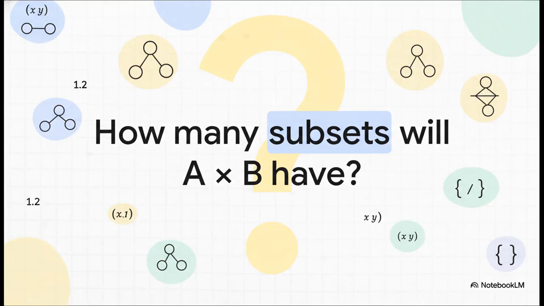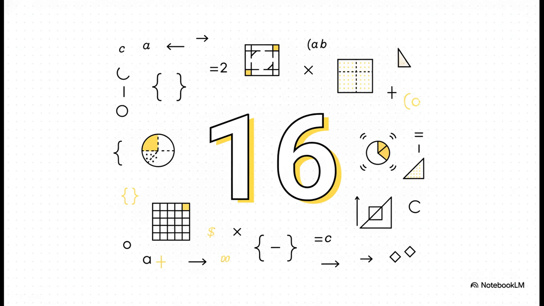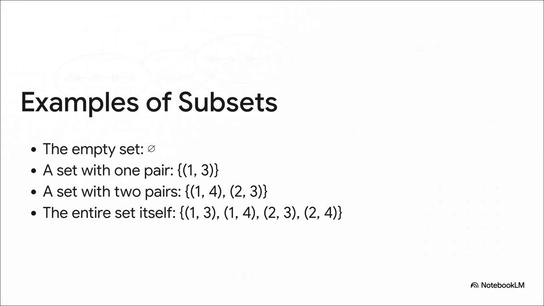But here's where things get really cool. Let's forget about the individual pairs for a moment. Instead, think about this. How many different groups of these pairs can we possibly make? In other words, how many different subsets can we form from this new collection of 4 pairs? The answer is 16. And the rule for this is actually so elegant and simple. If a set has n elements, it will always have 2 to the power of n possible subsets. In our case, our set A cross B has 4 elements, so it has 2 to the power of 4, or 16 different subsets. And these subsets can be literally any combination you can think of.